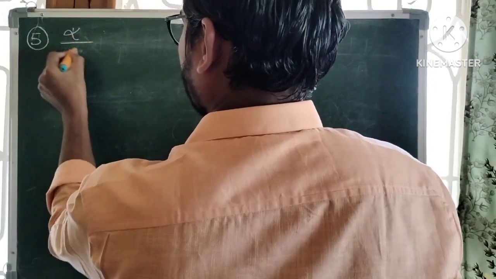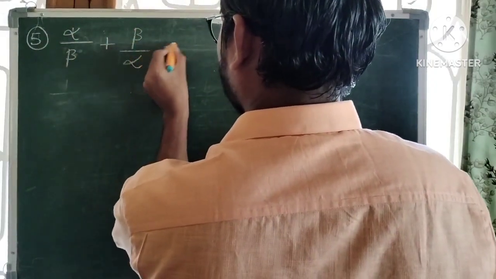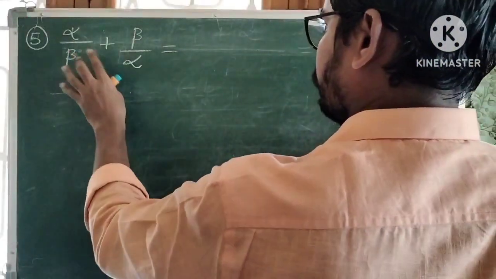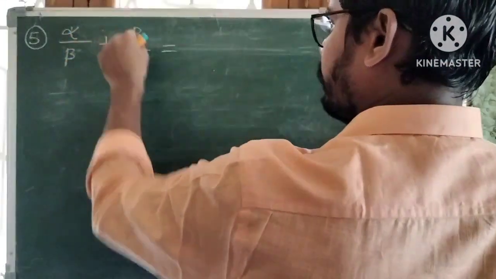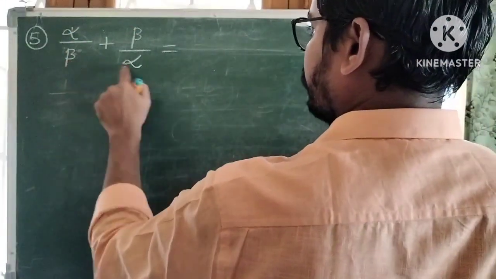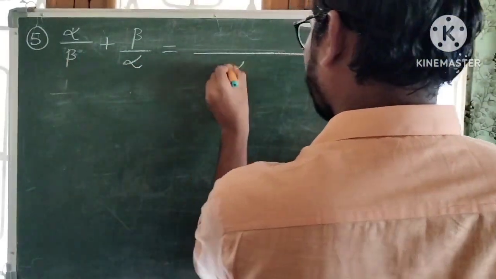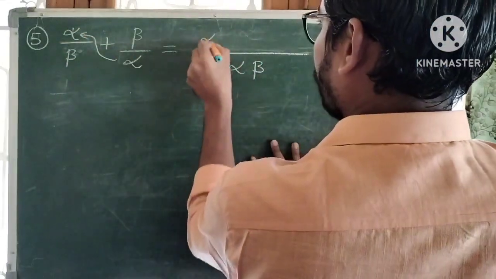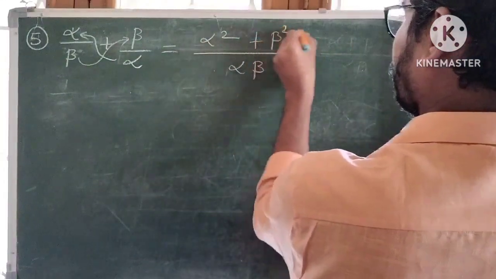Alpha by beta plus beta by alpha. So one more symmetric function. So what is the formula for this symmetric function? Alpha by beta plus beta by alpha. First of all take LCM. LCM of beta and alpha is alpha beta. Next cross product, alpha into alpha, square, beta into beta, square.